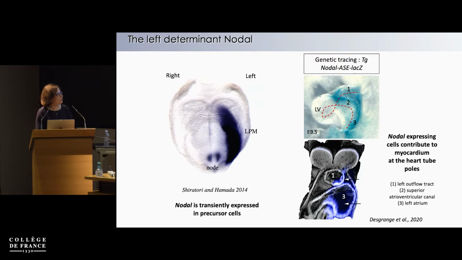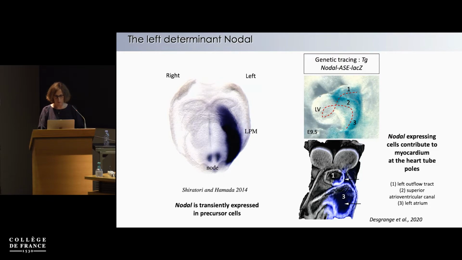And in sections, you can see that this contribution is asymmetric, so they would contribute to the left side of the outflow tract, and they would contribute to the left atrium and not to the right atrium. So nodal is expressed transiently in the precursors of the heart tube poles.